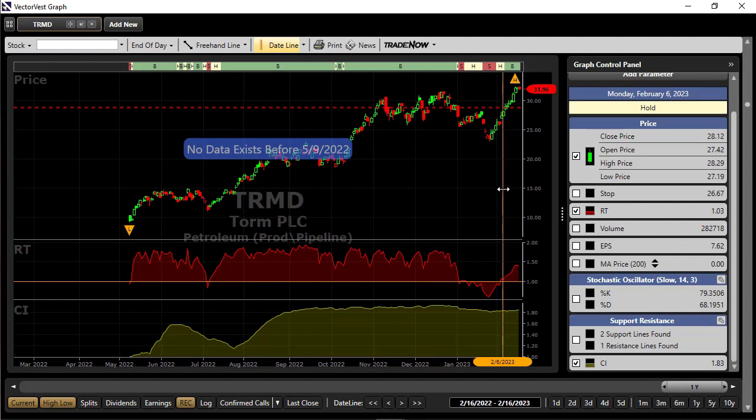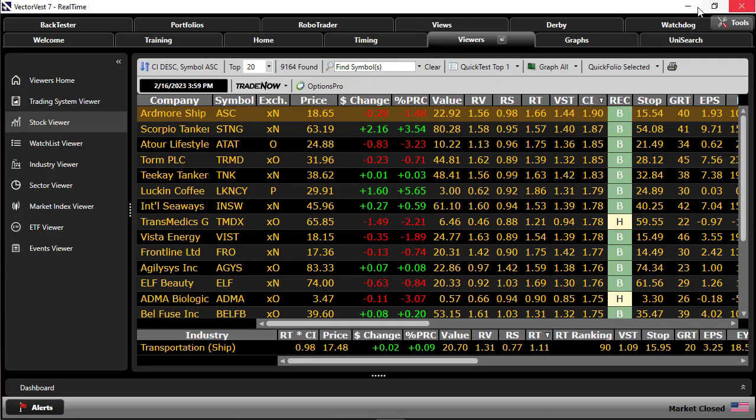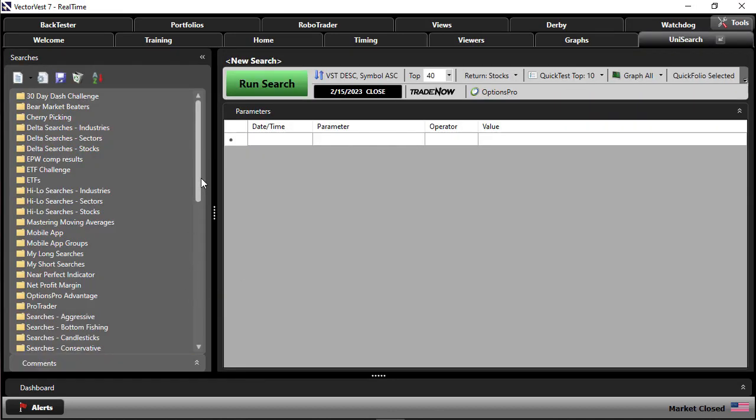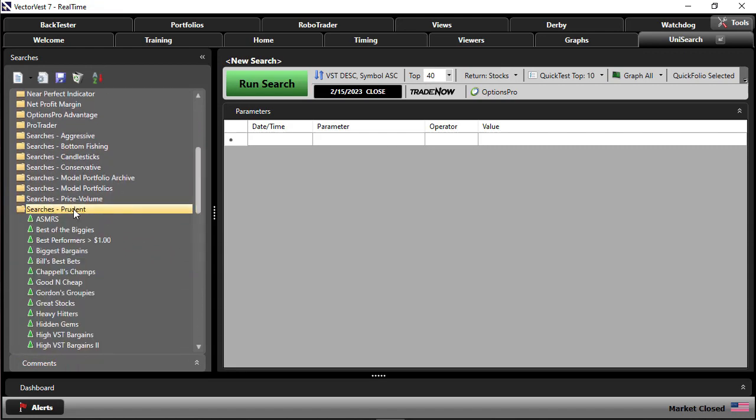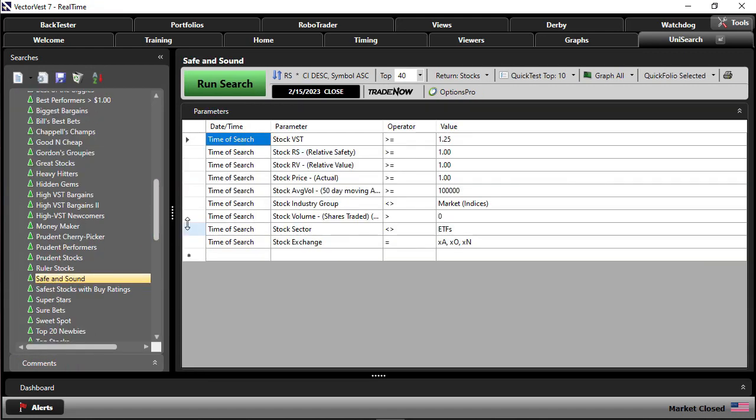So, folks, we're just looking at technical indicators here, right? I haven't talked at all about earnings or relative value or relative safety. What we want to do, as I said earlier, is blend the two. So let me show you a way to do that. I'm going to go into the Unisearch tool, and I am going to open up our Searches Prudent folder. Now, this isn't the holy grail of scans. It's a great one, but I'm trying to lead you into an idea, a methodology, so that you can take this, build your own scan, or use different scans. It's the concept that I want to make sure you folks understand.